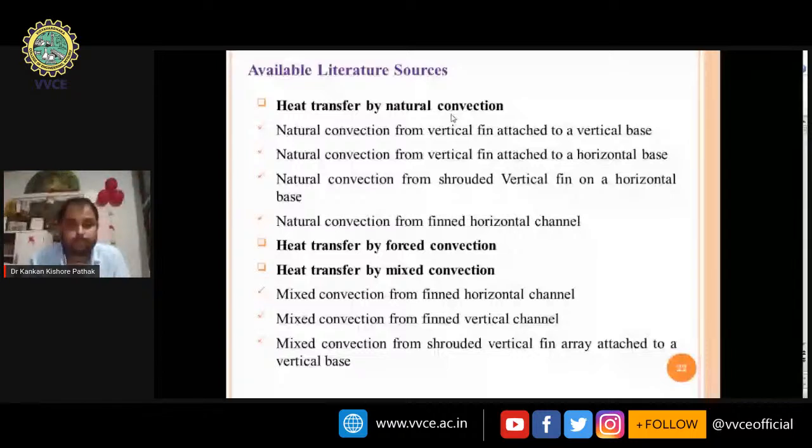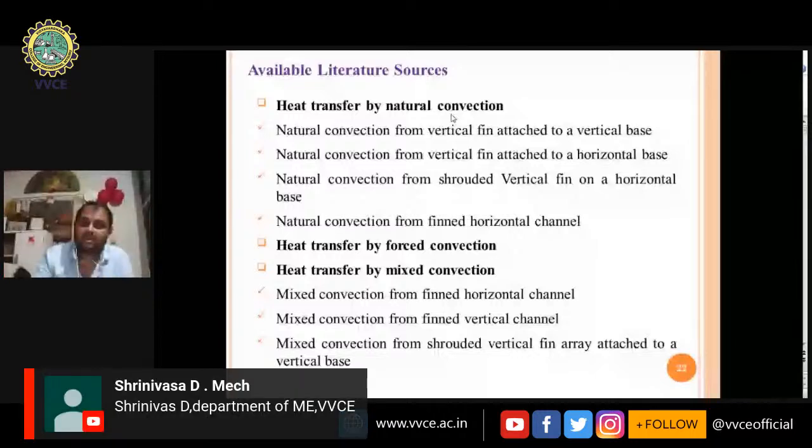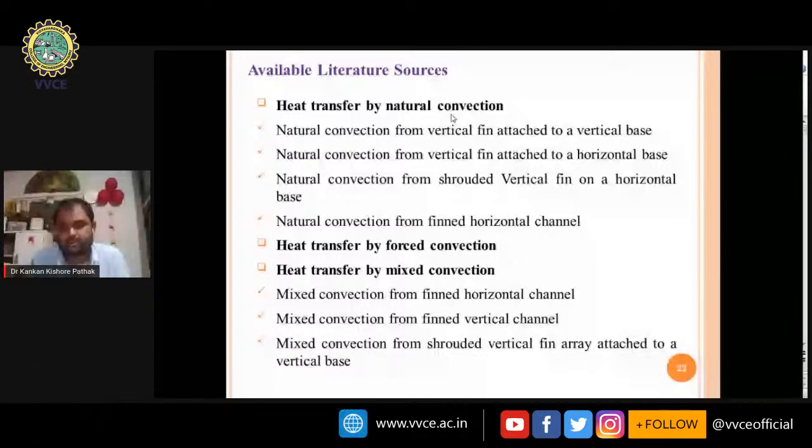Similarly, heat transfer by forced convection also, and again heat transfer by mixed convection. This includes mixed convection from horizontal channel, mixed convection from vertical channel, and mixed convection from shrouded vertical fin array at the vertical base.